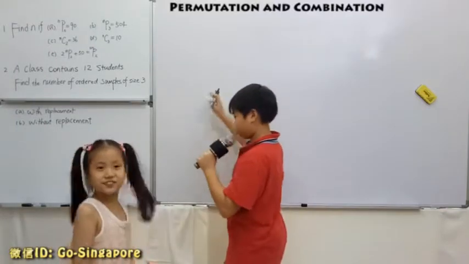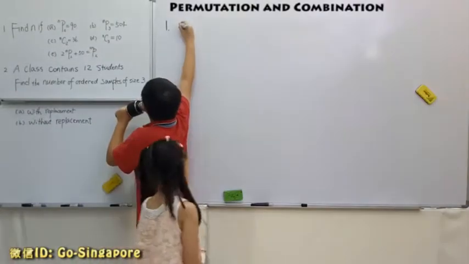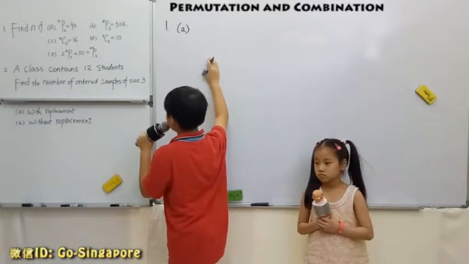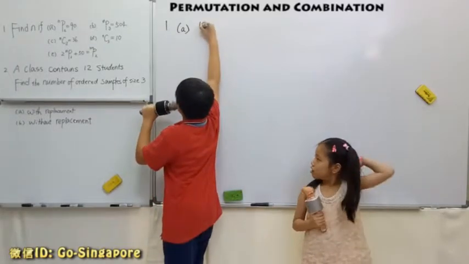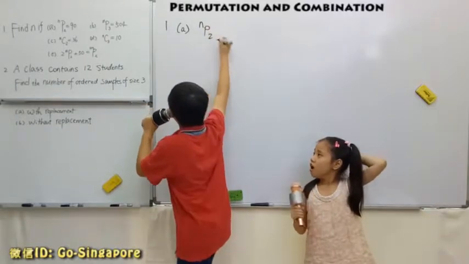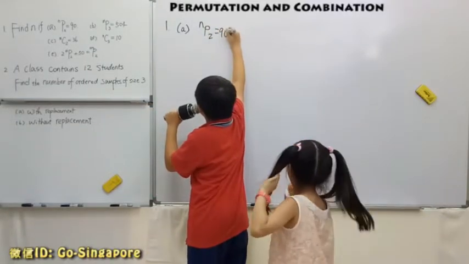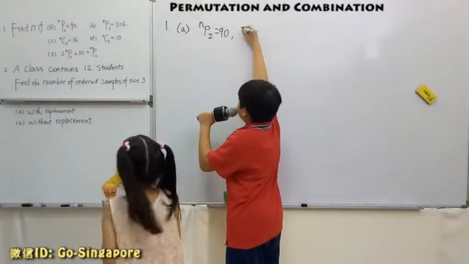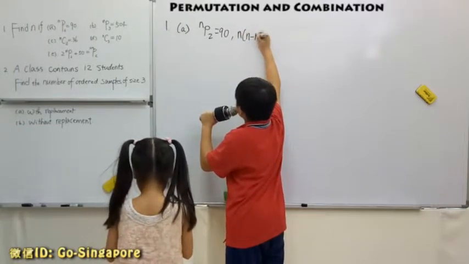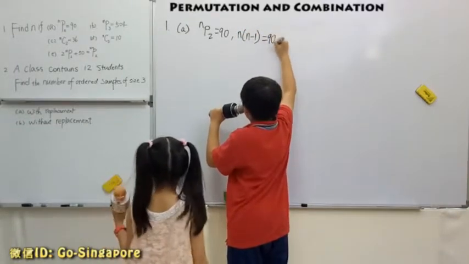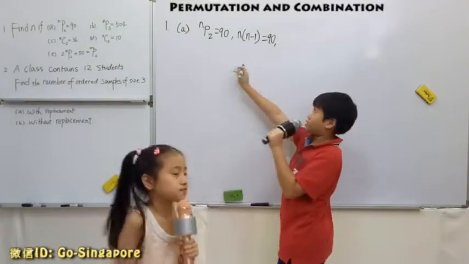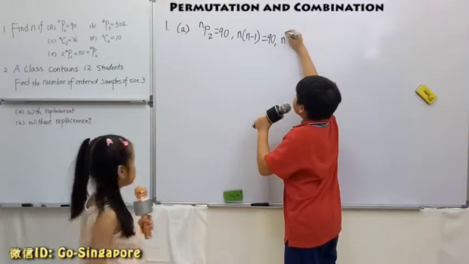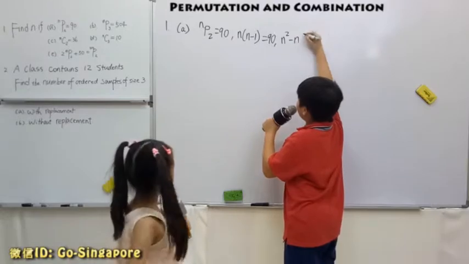Okay, so first for question 1, part A, we have n permutate 2, which is 90, right? Yes. And n permutate 2 is actually n times n minus 1, and this is 90, right? Yes. So can we expand this part and put this 90 at this place? Okay. So this is actually n squared minus n minus 90.